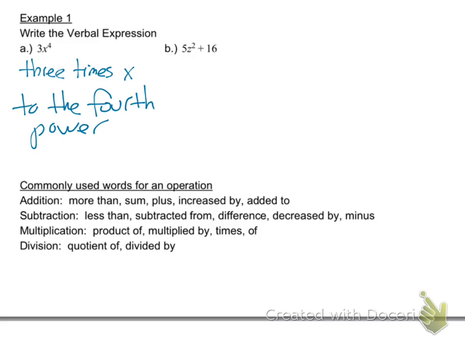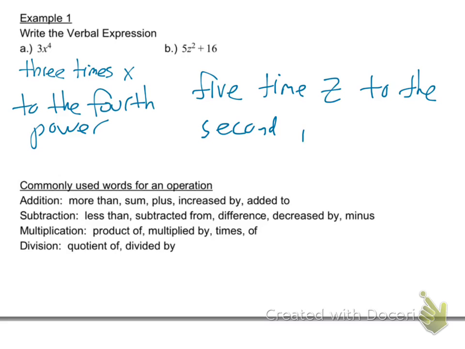5 times, that's actually a z. So, I don't know if you said z or not. I think you said 2, I thought. Maybe not. 5, what? Say it again, Lauren. 5 times z to the 2nd power. Then what? Plus?